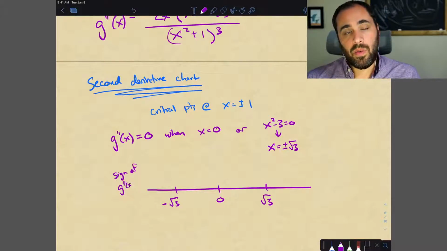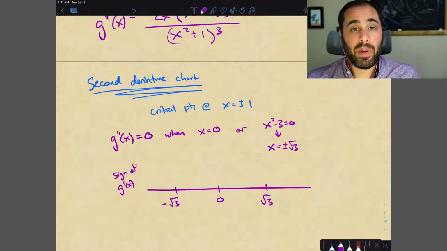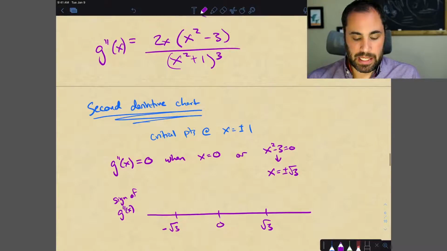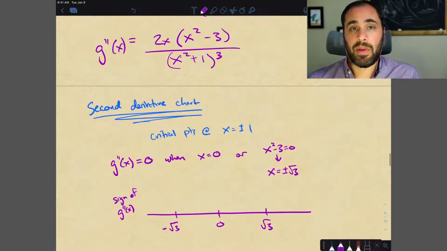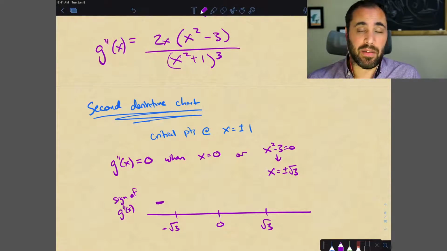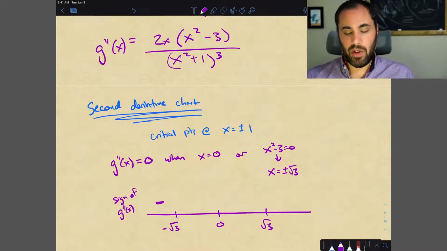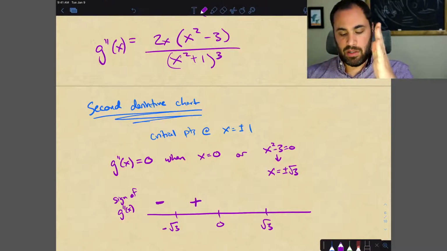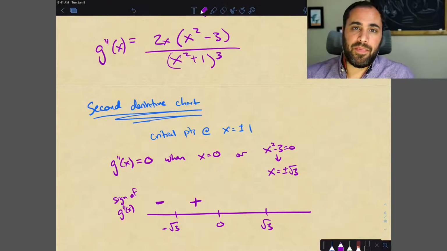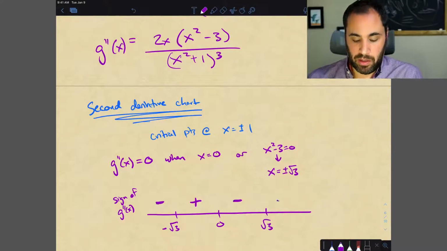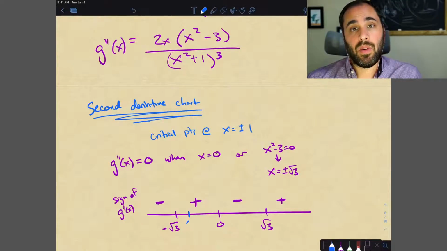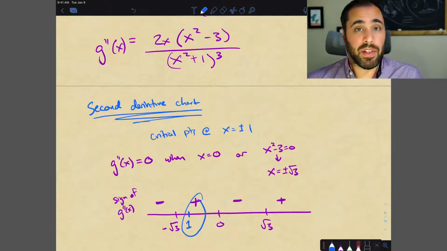So we can check by plugging in points or multiplying and thinking about the signs that the sign of g double prime switches from negative to positive as we move from less than minus root 3 up to between minus root 3 and 0, and so on. Our critical points minus 1 and 1 live on this number line too, so we can just read off of the second derivative chart the signs there.